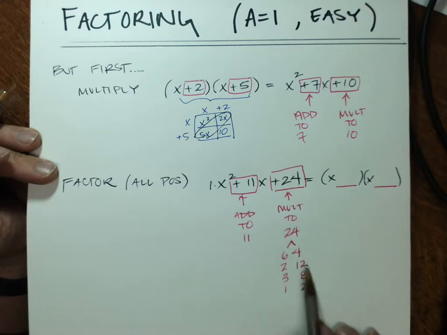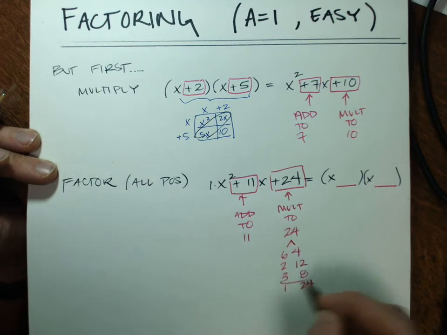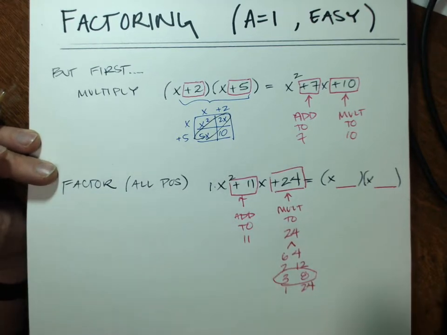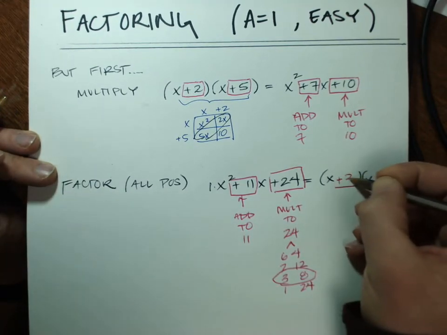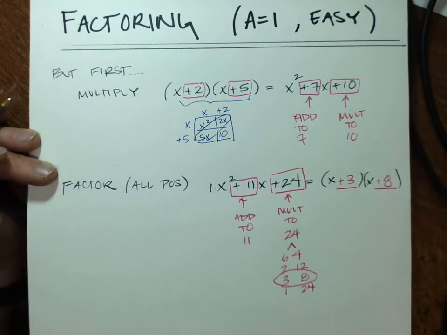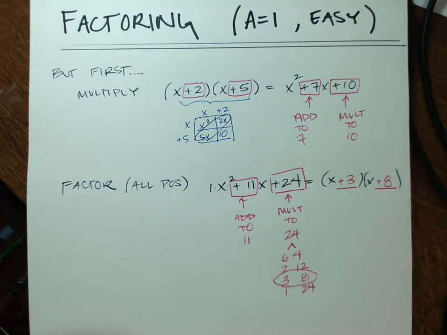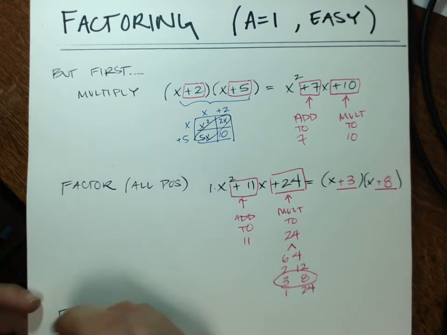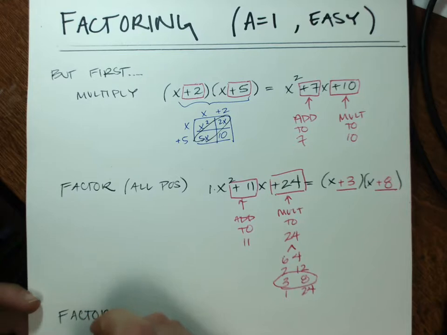So of those possibilities, which combination adds to 11? And that would be the 3 and the 8. Positive, meaning that this is x plus 3 and x plus 8. And that's the goal. For positives, it's not quite as challenging. But let's take a look at factoring with some negatives.